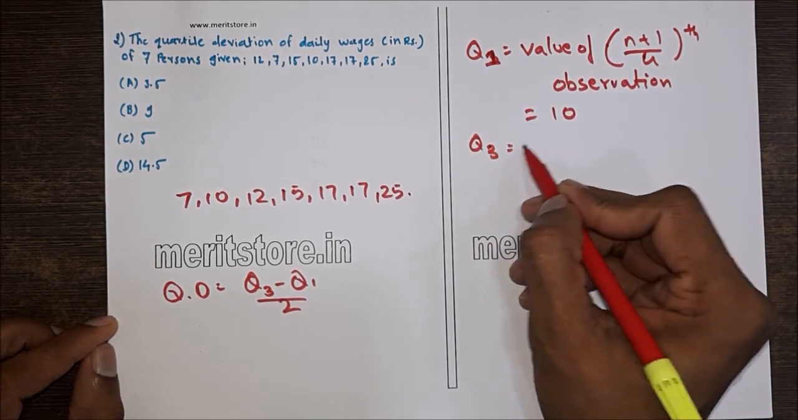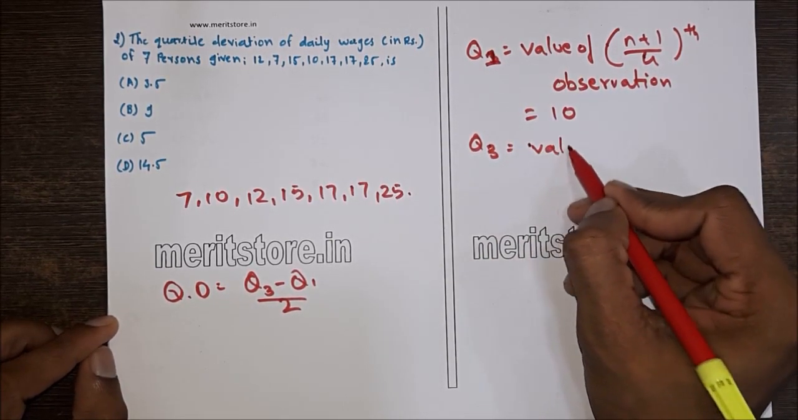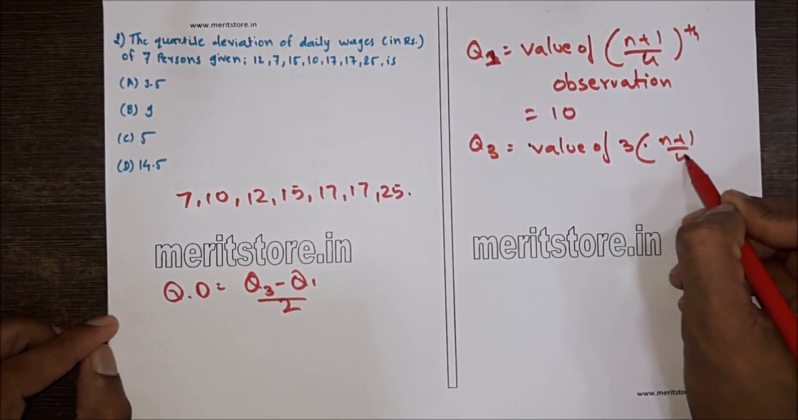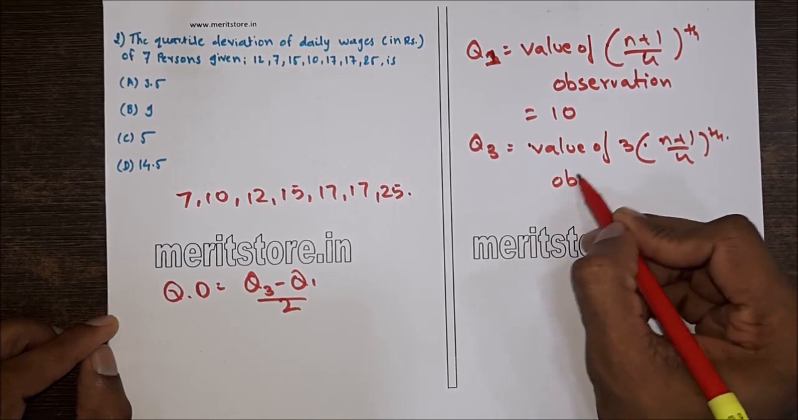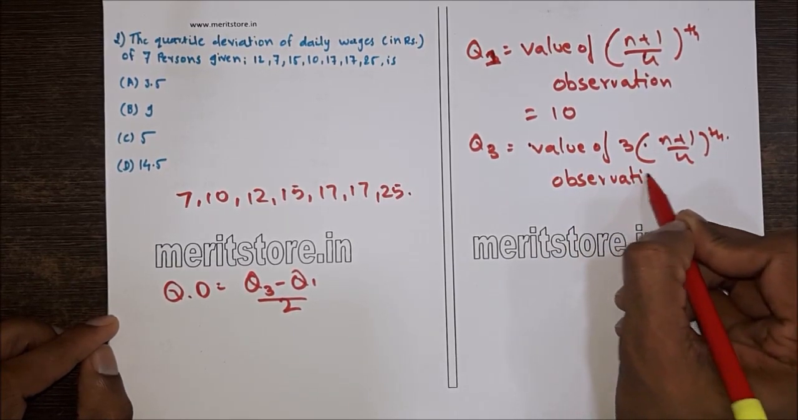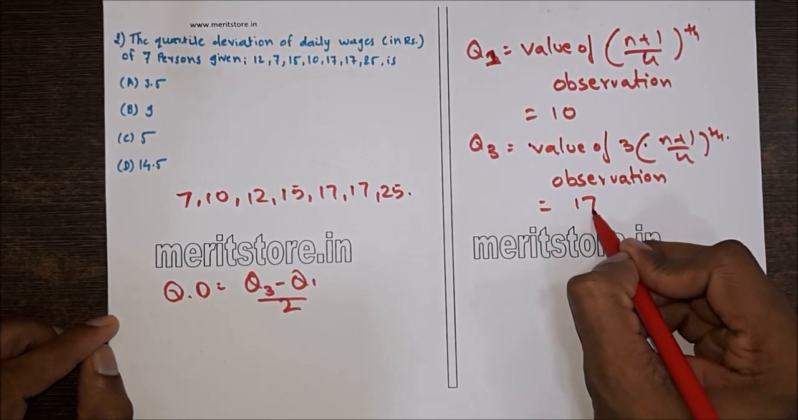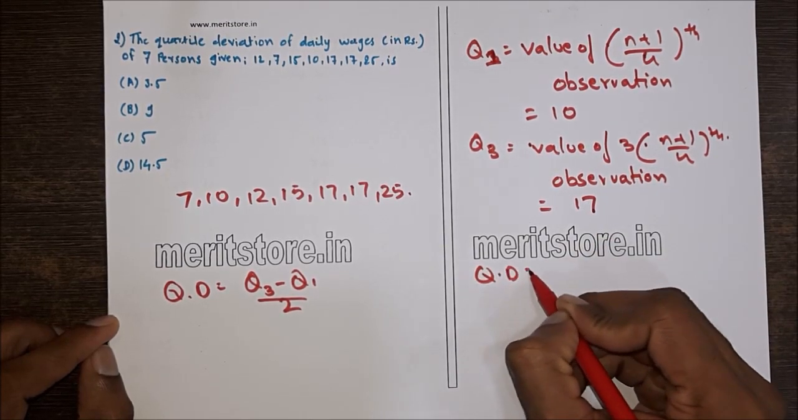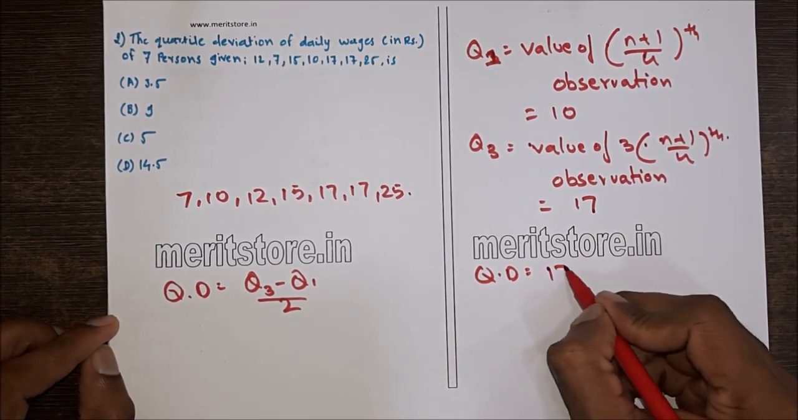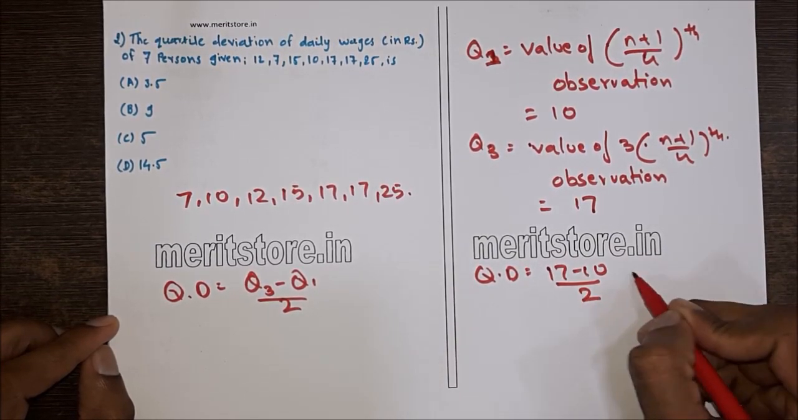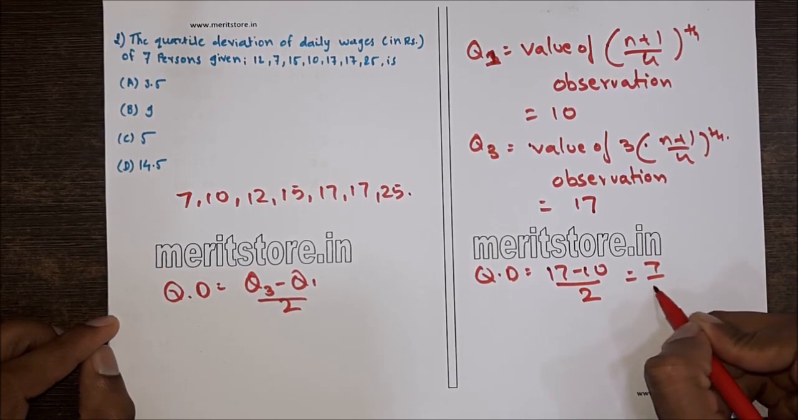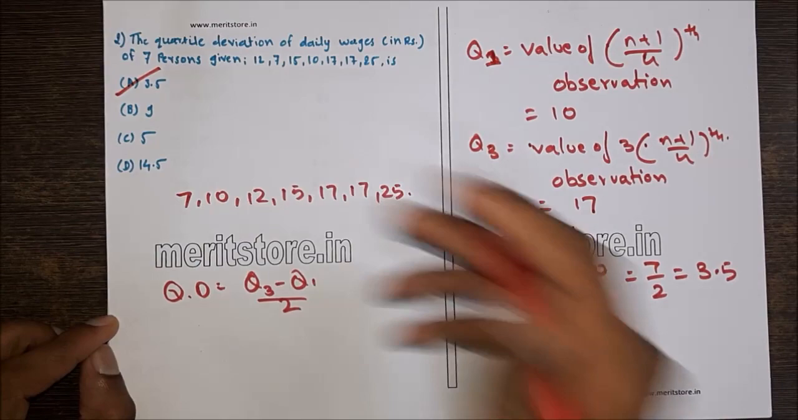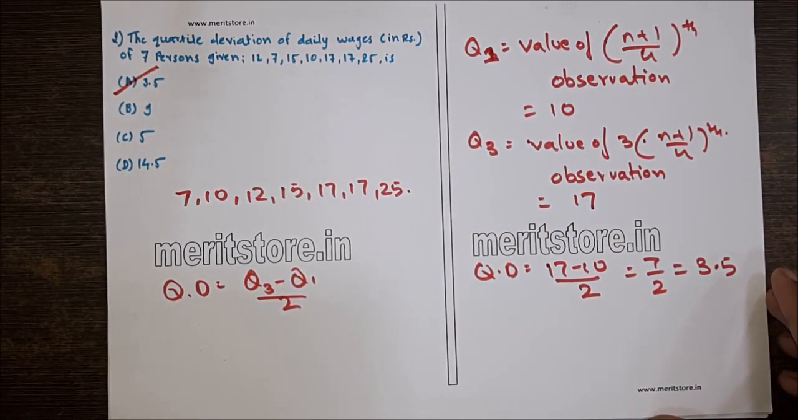We find Q3, where we get the value of the 3 into (n plus 1) by 4th observation, which is equal to 17. We substitute this value in the quartile deviation, that is (17 minus 10) by 2, which on solving we get 7 by 2, which is equal to 3.5, which is our option A. Therefore, option A is the correct answer.